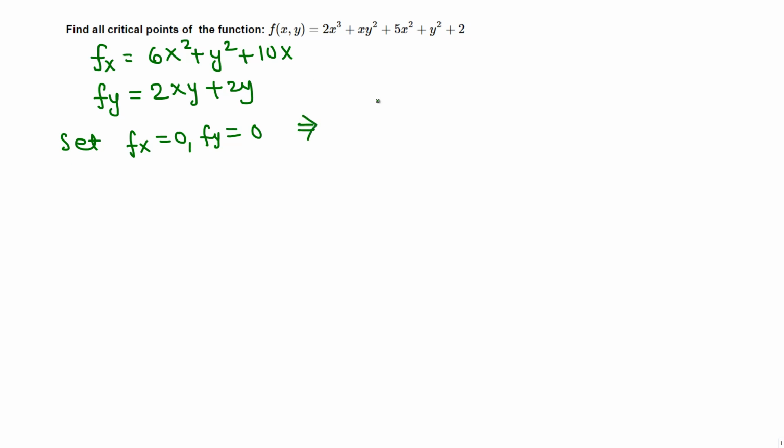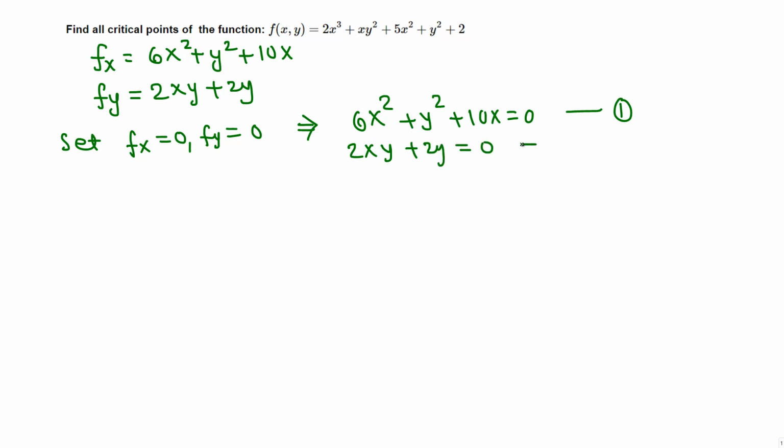That implies 6x squared plus y squared plus 10x equals 0, let's say equation 1, and 2xy plus 2y equals 0, equation 2. Now we need to solve these two equations for x and the corresponding y. Generally, because this is not linear, we isolate one of the variables from the easier equation, like number 2 here, and plug it in equation 1.